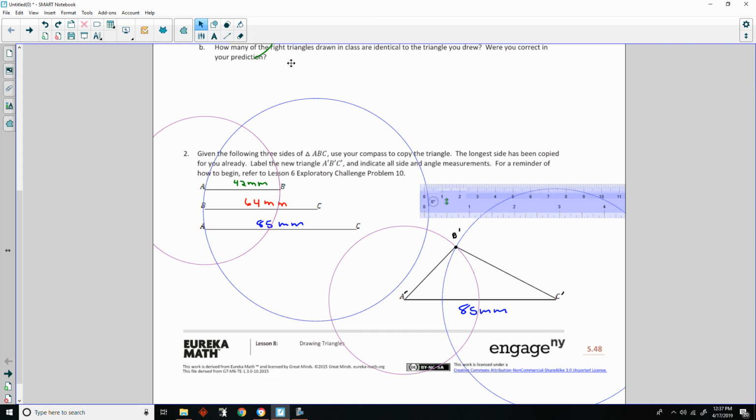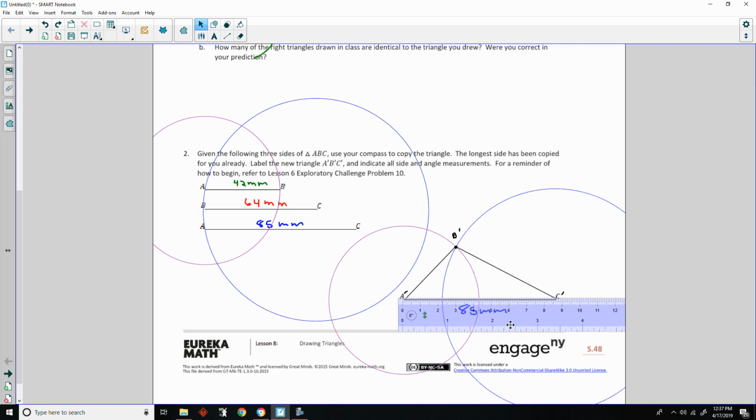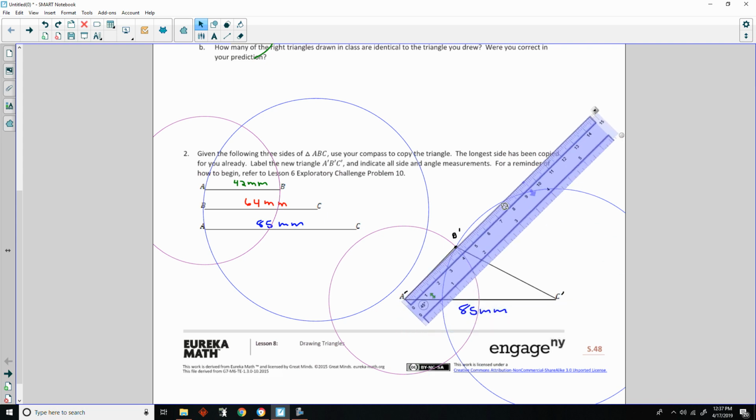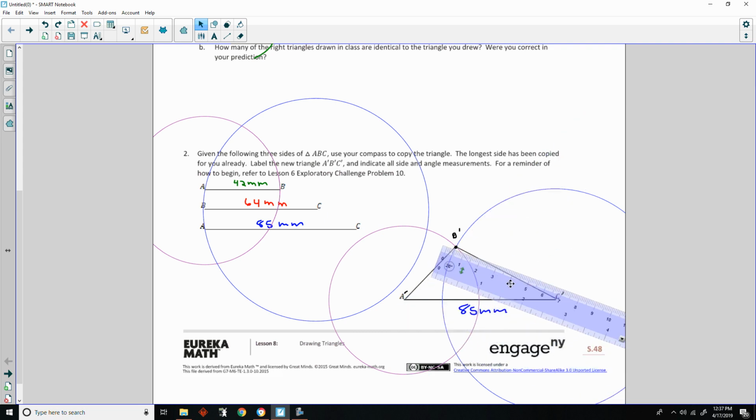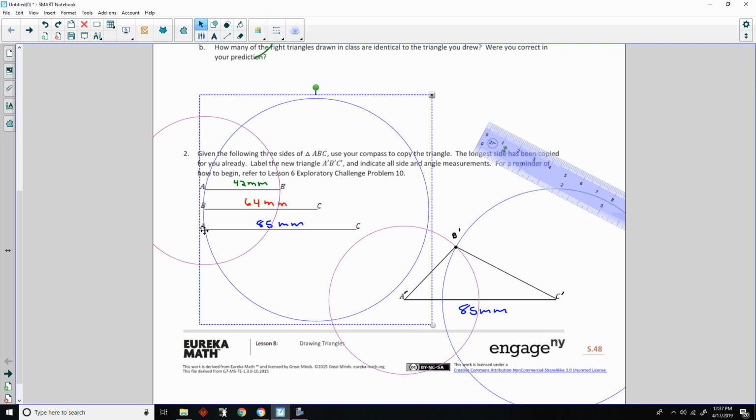So I'm going to grab my ruler and put it right on A prime, rotate it up, and there's B at 42. Right there is 42 millimeters. Now if I rotate this the other way and put my ruler on B and measure down to C, it is 64 millimeters. So here is a triangle, A prime, B prime, C prime, with side lengths that match AB, BC, and AC.